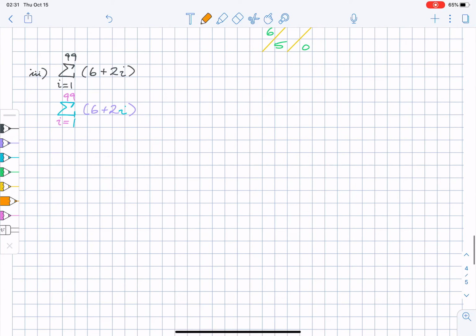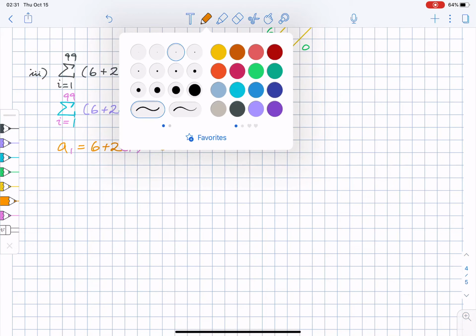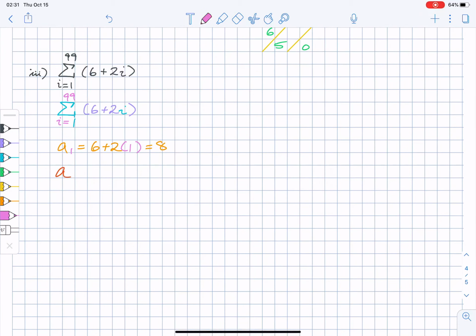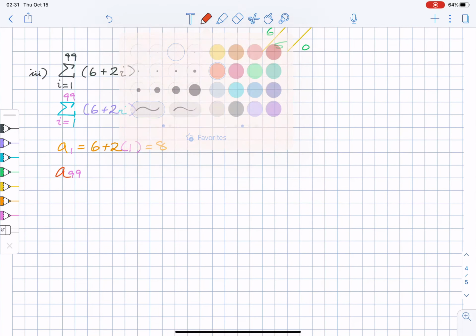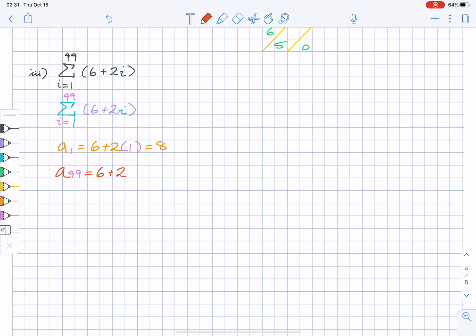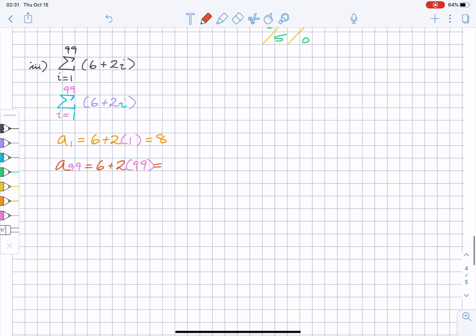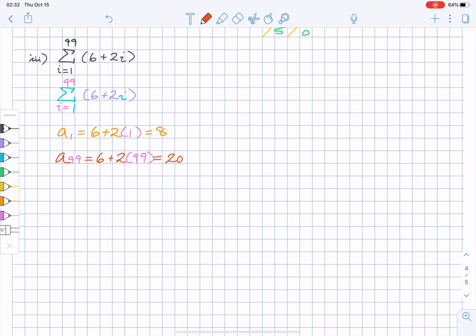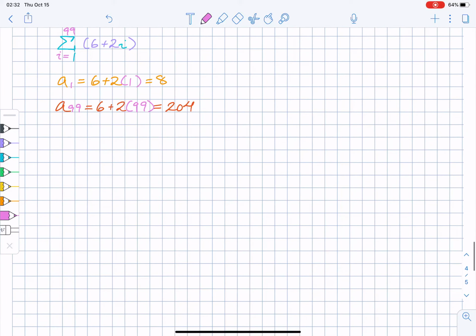Okay, so I claim that a sub 1, the first term of this, will be 6 plus 2 times 1, otherwise known as 8. I claim that a sub 99, the nth term here, is going to be 6 plus 2 times 99. So 2 times 99 is 198, plus 6 is going to be 204. And of course, n is 99.